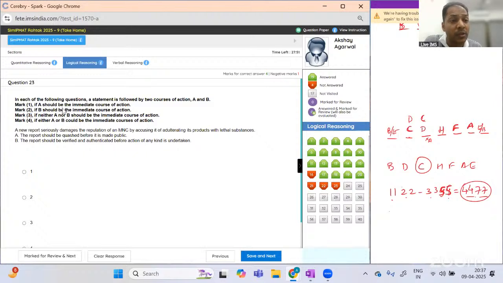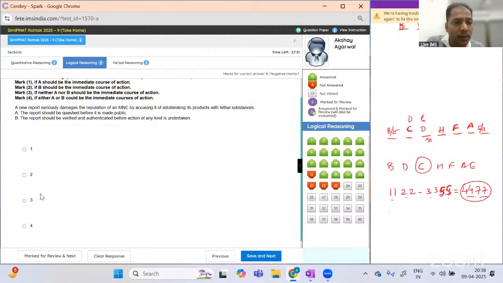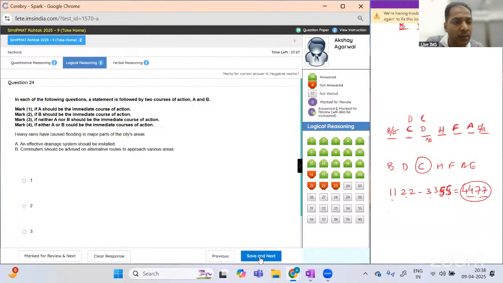A should be immediate, B should be immediate, neither A nor B, either A or B. I think neither, because it should immediately be stopped and then verified. Otherwise, lethal substances, it is too strong a word. I think neither is the immediate course of action. Answer should be 3 in my opinion.